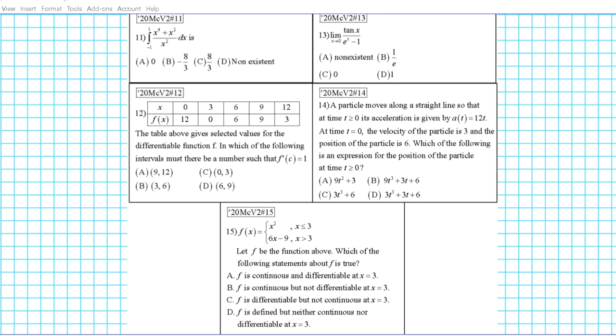Alrighty, welcome back. So hopefully you had a chance to try out the practice problems. Let's take a look at what the solutions are. For question number 1, the answer is C, 8/3. For number 2, the correct answer is D. For number 3, the correct answer is D. For number 4, the position function is D, 3t cubed plus 3t plus 6. And then for number 5, the function is continuous and differentiable at x equals 3. Your answer is A.